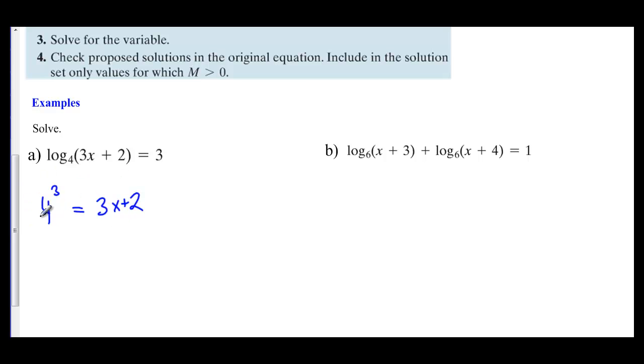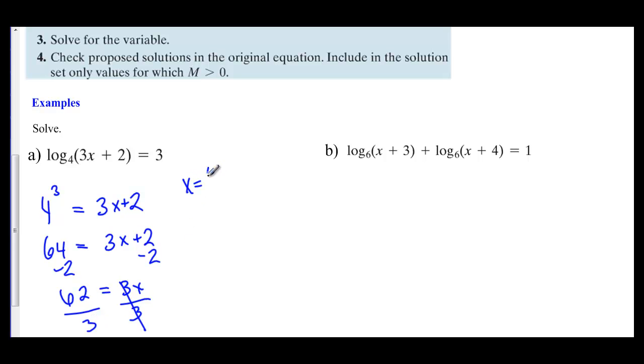Well, once we have 4 to the third power equals 3x plus 2, we can simplify that 4 cubed, and that's going to be 64 equals 3x plus 2. And then we're going to solve like we normally would. So we're going to subtract 2 from both sides, and we get 62 equals 3x. Then divide both sides by 3, so we get that x equals 62 thirds.